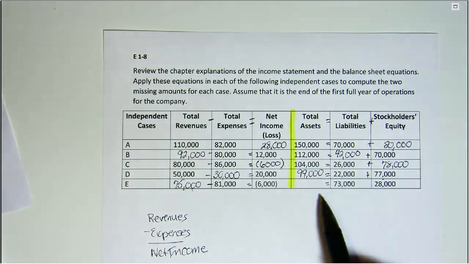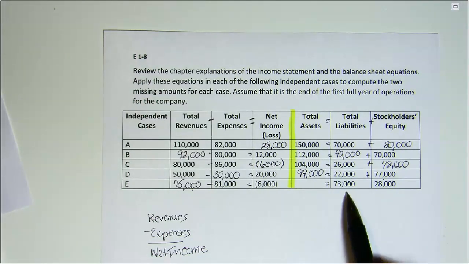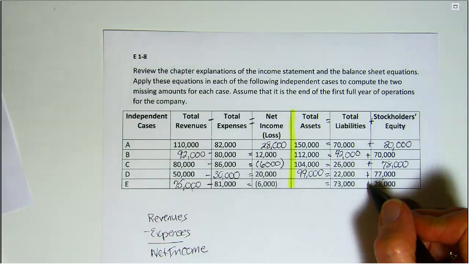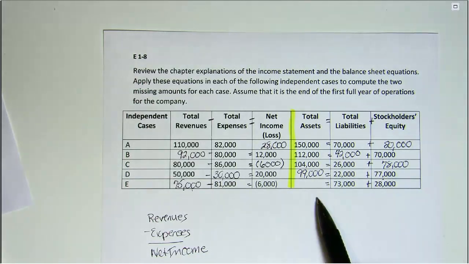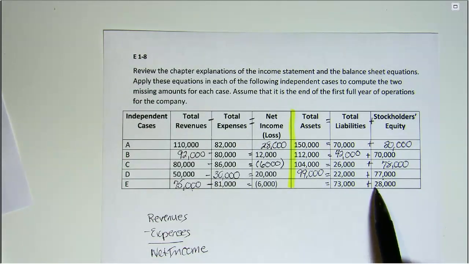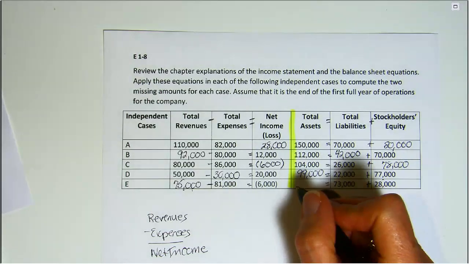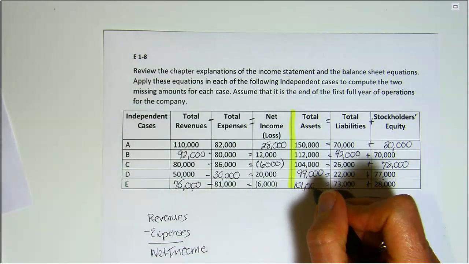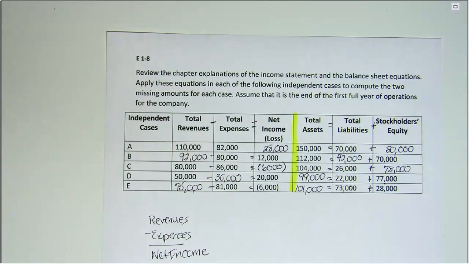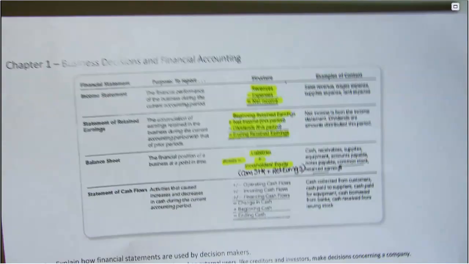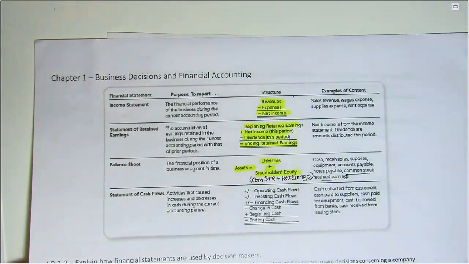And here we have to find total assets again. Liabilities plus stockholders' equity gives us our assets. So 73,000 plus 28,000 equals 101,000. So again, you can look at page 7 of our notes, and it's got those formulas right there for you. You can also find them on the financial statement template. I apologize, the financial statement example document that you printed out.